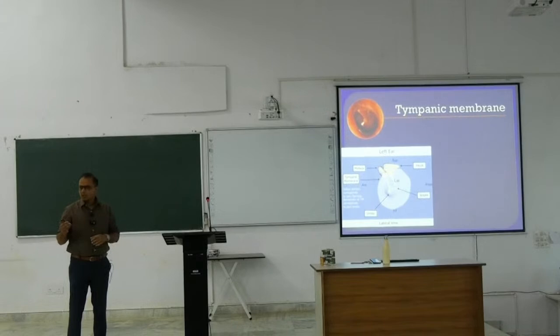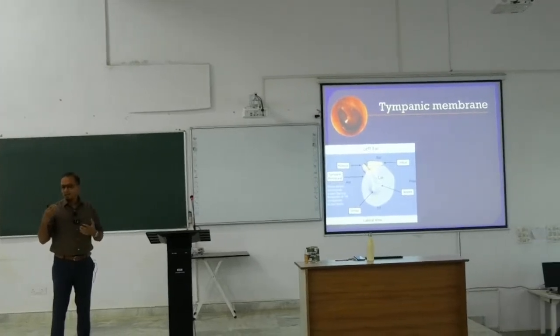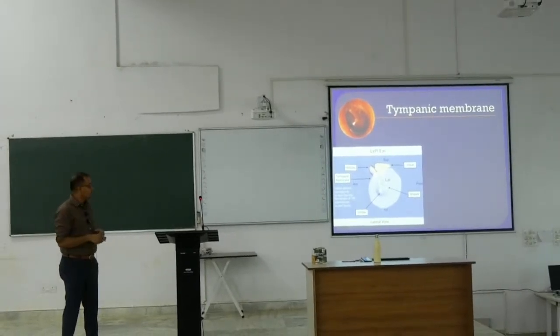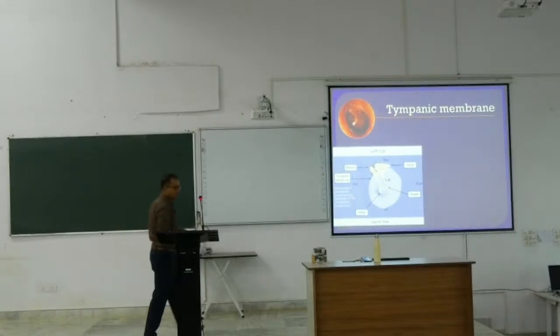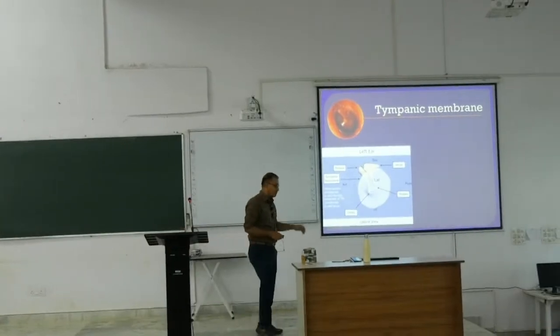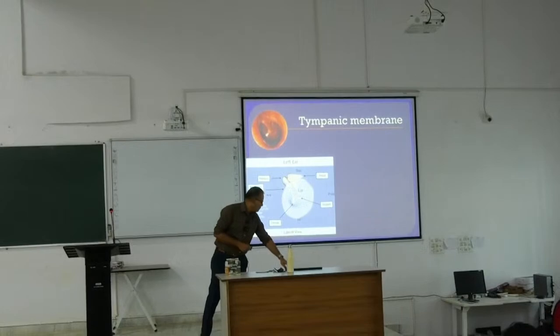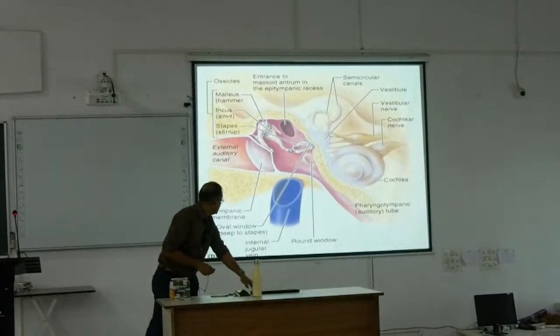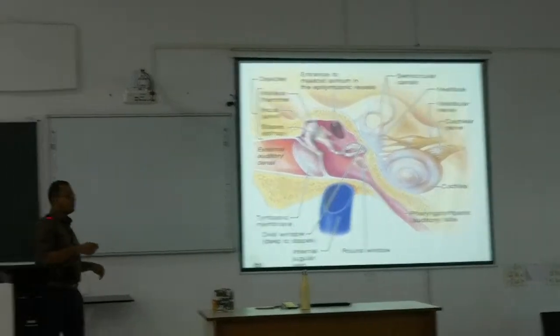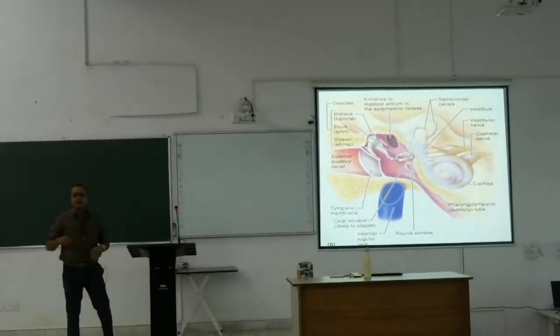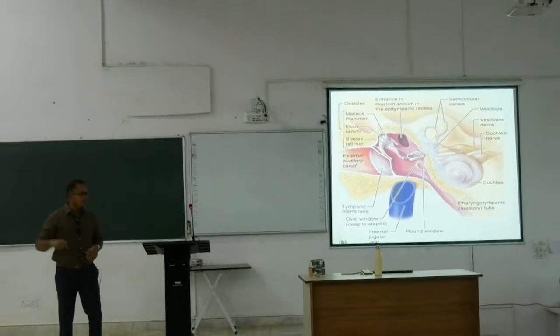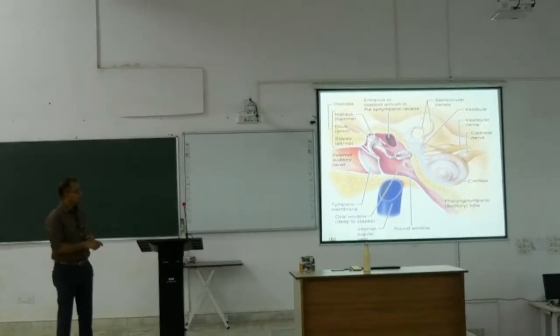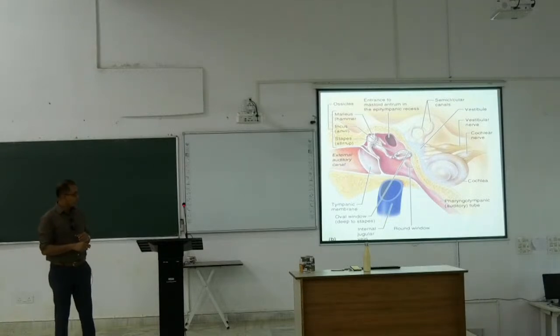So it's a transparent oval pearly white membrane placed at the deepest point of the external auditory meatus, the landmark point between the external auditory meatus and the middle ear, where you see this membrane is placed. It has a diameter of roughly 1 centimeter, and this membrane is not a flat structure, it has a concavity towards the external side.